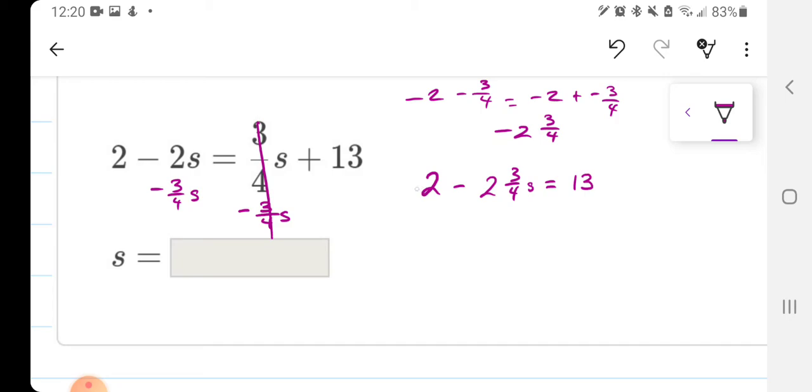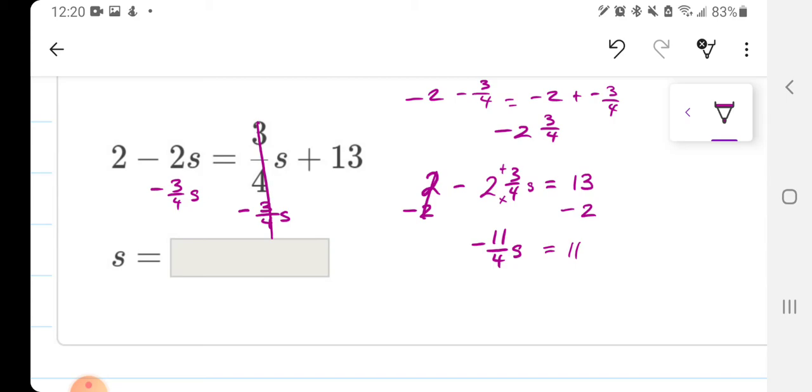See this positive 2 over here? I'm going to subtract 2. Okay? That's 2 minus 2 is 0, so I'll have to subtract 2 over here as well. So that's going to give me 11 on this side. And then working with mixed numbers is actually kind of hard. So we're going to go ahead and turn this into an improper fraction. So we'll multiply those and then add that to it. So 4 times 2 is 8. 8 plus 3 is 11. So we're going to have a negative 11 over 4s.